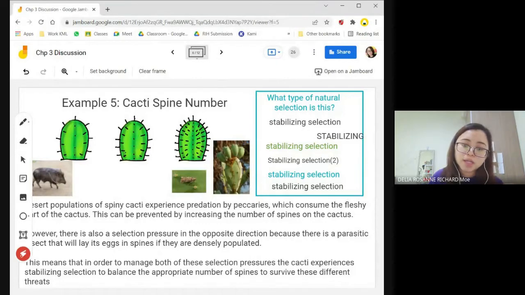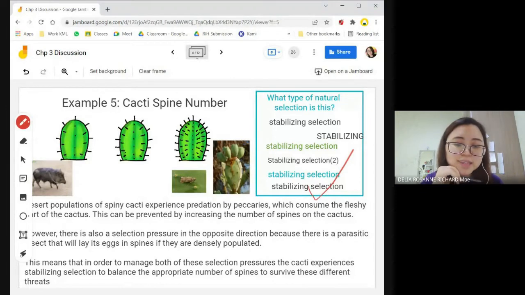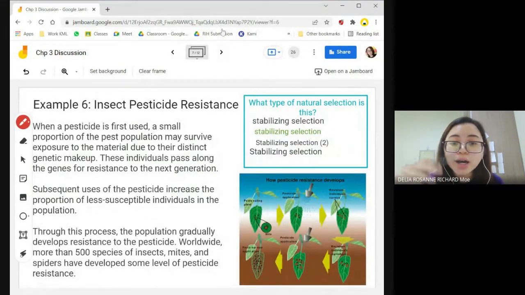So in order to manage both of these selection pressures, the cacti experience stabilizing selection to balance the appropriate number of spines to survive these different threats. So dalam teks pun sudah bagi tahu stabilizing selection, saya lupa untuk padam tadi. So anybody who answered stabilizing selection got it correct. Terbagi jawapan free pula. Okay, that one no need to explain more. I'm going to move on to example number 6.